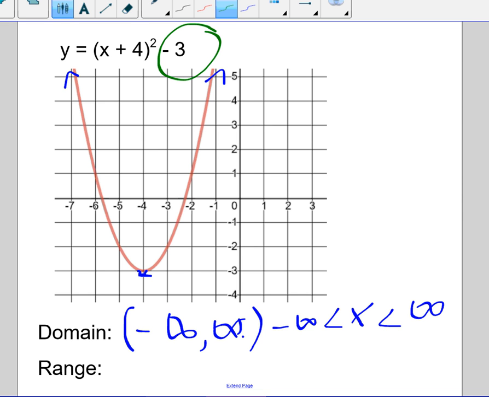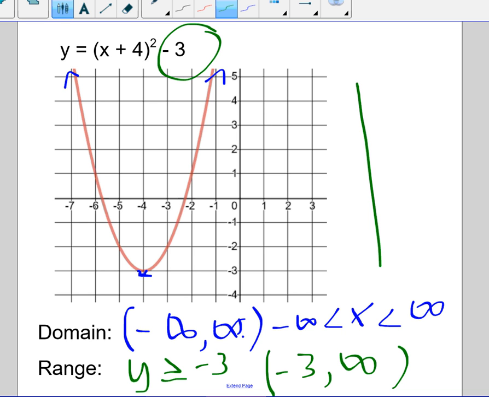So for this one, the lowest value we're hitting is negative 3, which means that all of the y values in this parabola are going to be negative 3 or bigger. So we can say y is greater than or equal to negative 3. Or if you like the interval notation better, which I always kind of do, we could say that the y values are going from negative 3 to infinity.